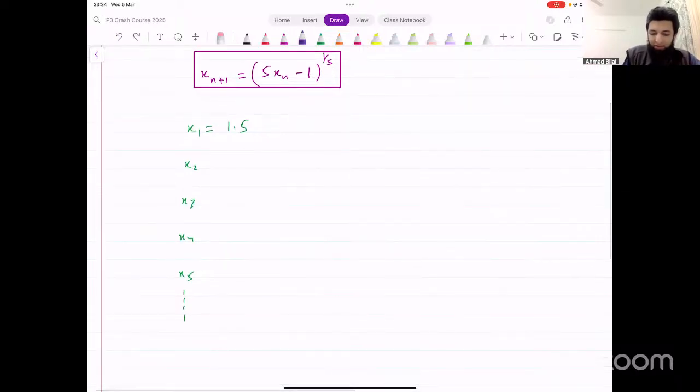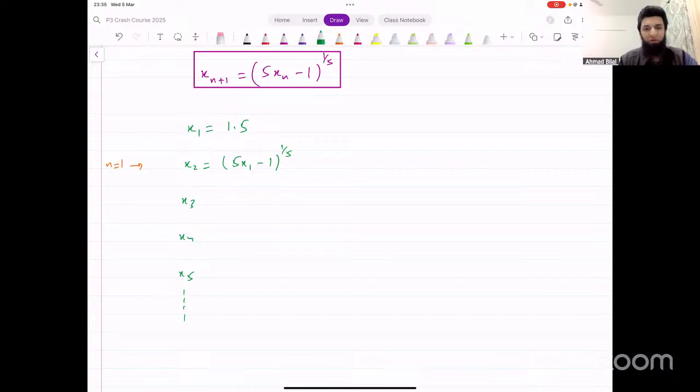Let's understand the notation that we have here. This is x(n+1), and this is xn on the right side. If I want x2 equal to something, what value of n would I have to input here so that at the bottom I get x2? In place of n plus 1, I need 2 there. What value of n would I have to input? n equal to 1. If I input n equal to 1, the formula becomes x2 equals (5x1 minus 1) whole raised to the power 1 over 5.